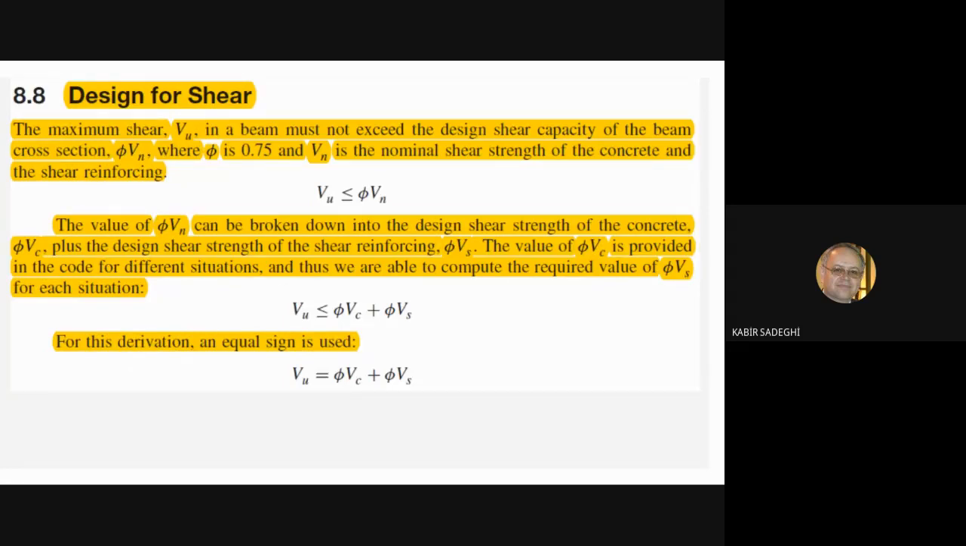Now let's see design for shear. The maximum shear Vu that we calculate from the shear diagram in a beam must not exceed the design shear capacity of the beam in the cross section, which is phi times Vn. Therefore, the applied shear, the maximum shear, should be less than the capacity of shear at the section, shown by phi Vn. And phi, the reduction factor for shear, as I mentioned, is 0.75, not 0.9 or less than that. And Vn is the nominal shear strength.